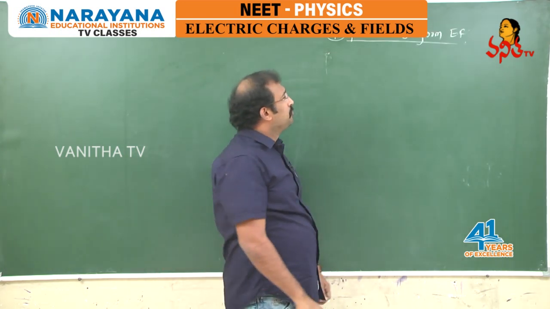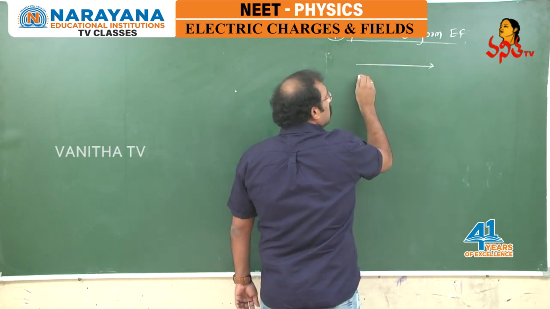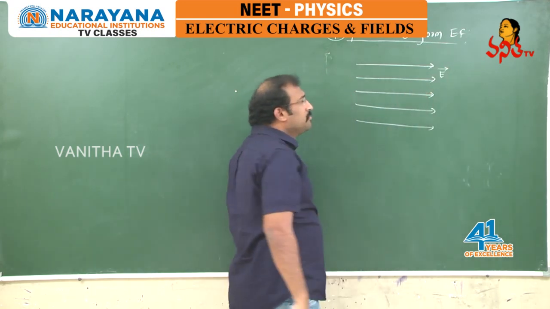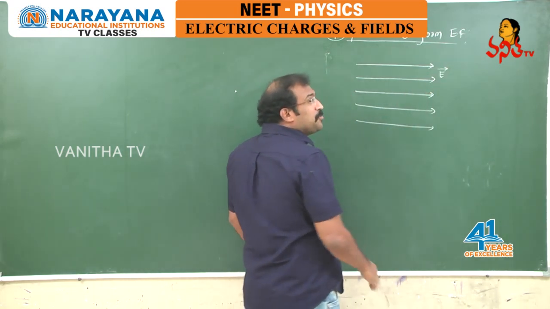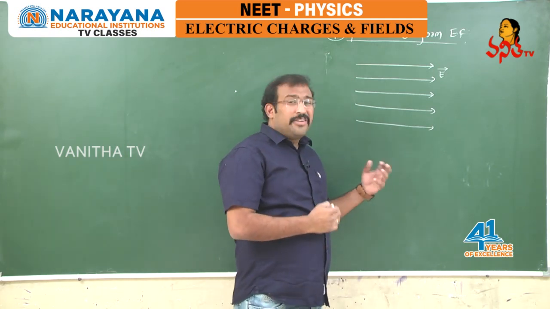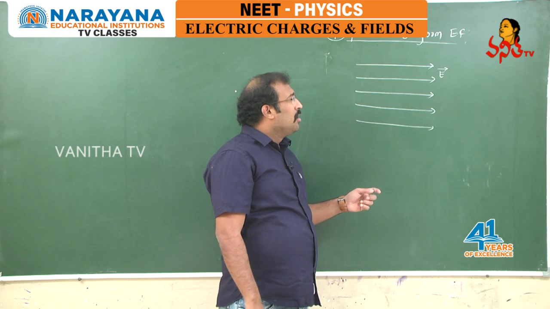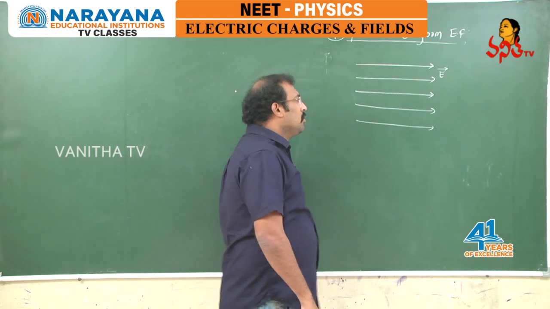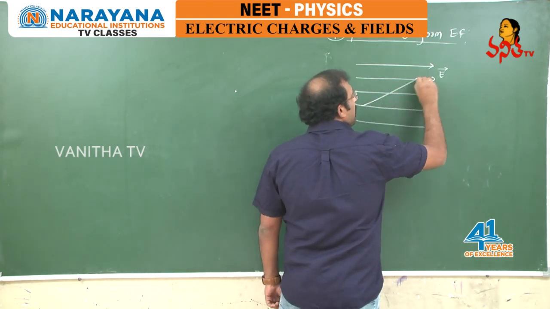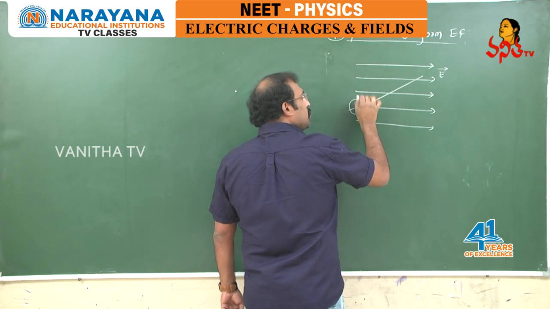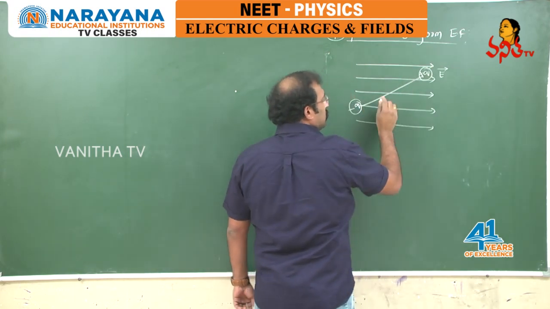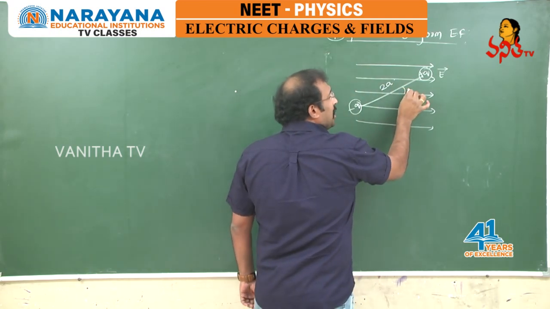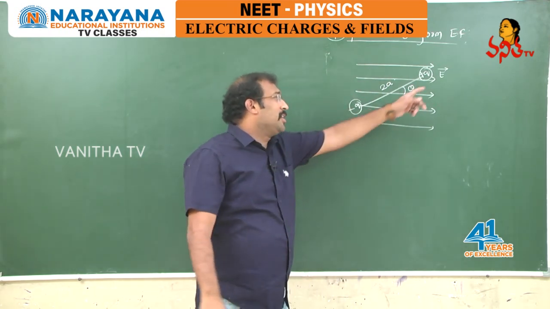Let us see, when a dipole is placed in a uniform electric field of strength E, it experiences net force 0 and also it experiences some net torque. Consider a dipole with charges minus q and plus q, with a dipole length 2a, which is initially at an angle theta to the direction of the field.